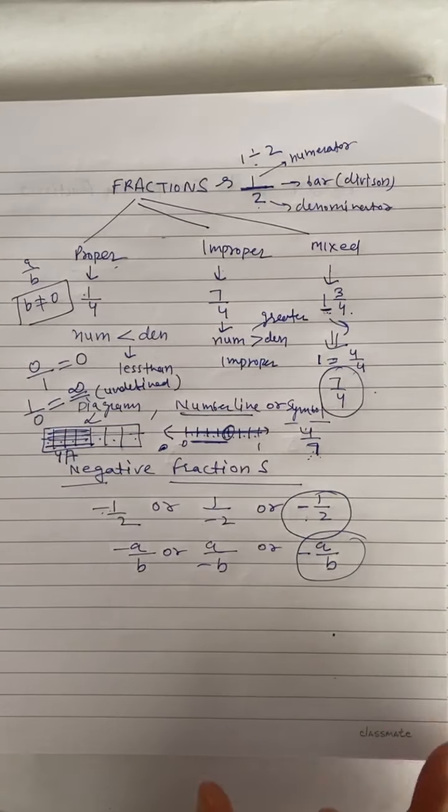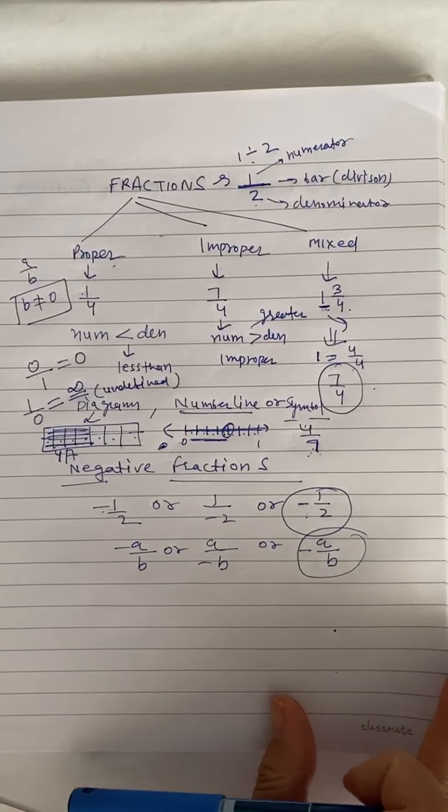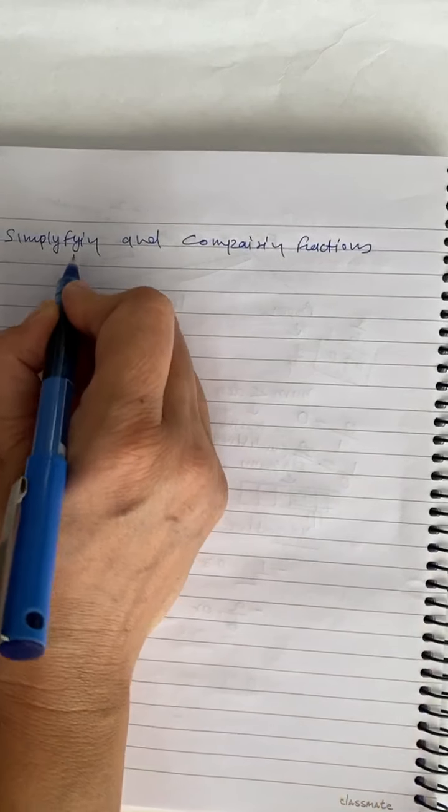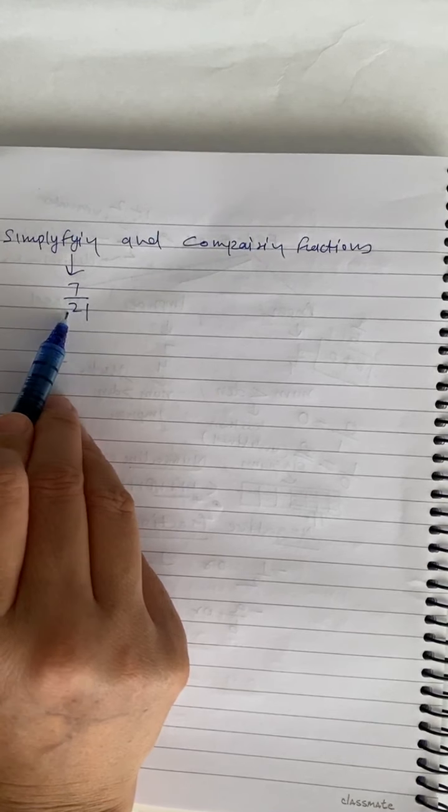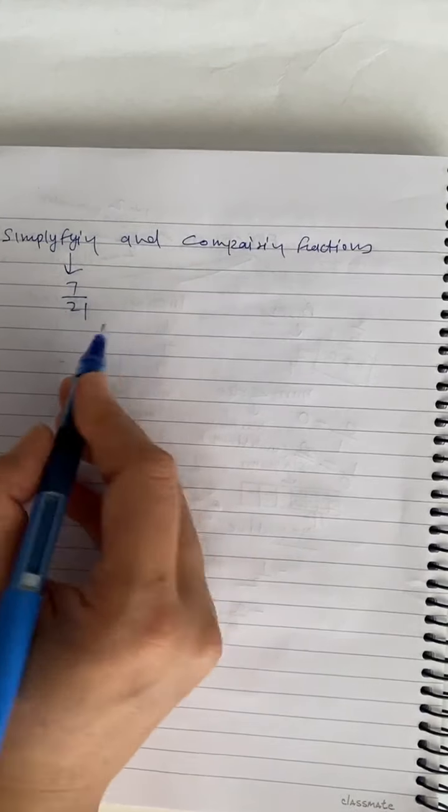So the next one is simplifying fractions. I'm going to do some examples to show you how we can simplify fractions. Here, let's say that we have 7 divided by 21. And what does simplification mean? Simplification means you have to write this fraction in its lowest form. Now, what does that mean?